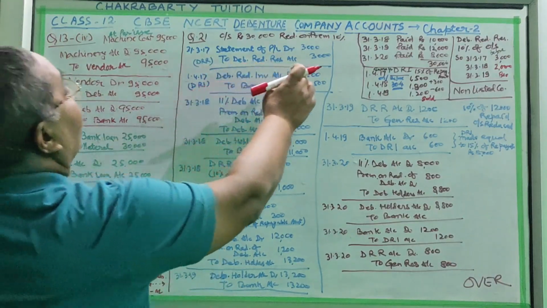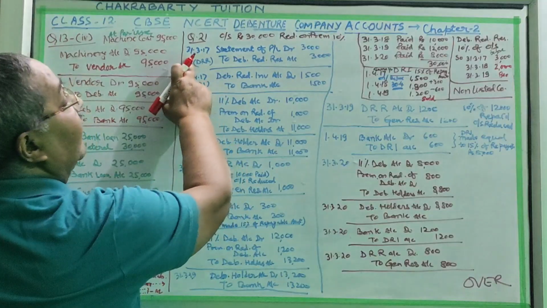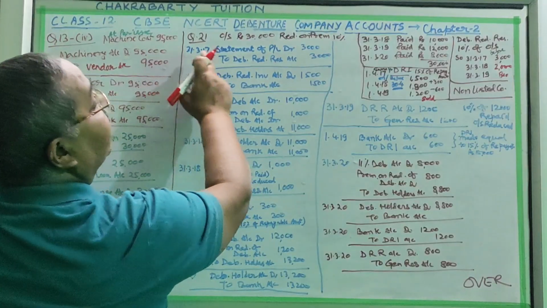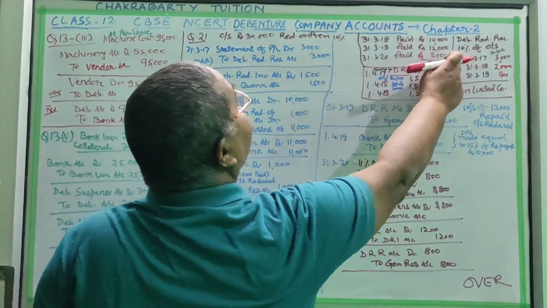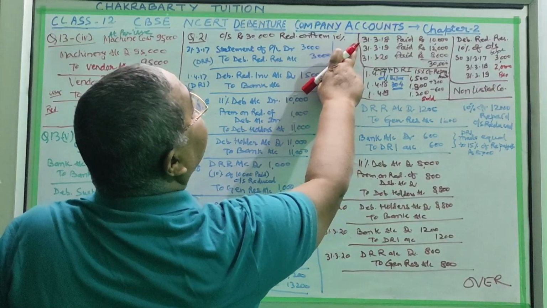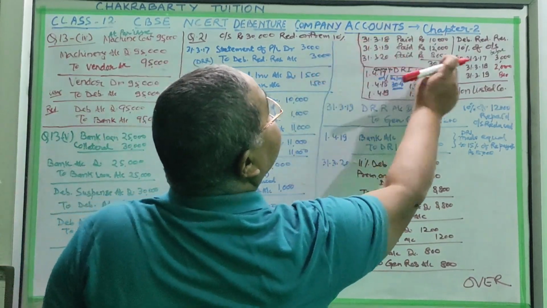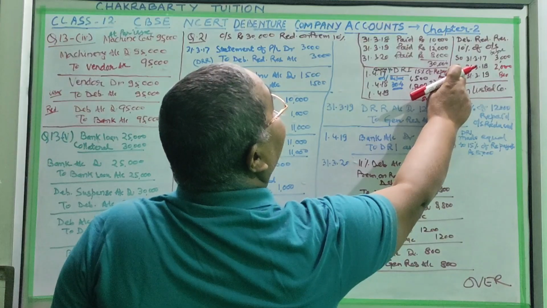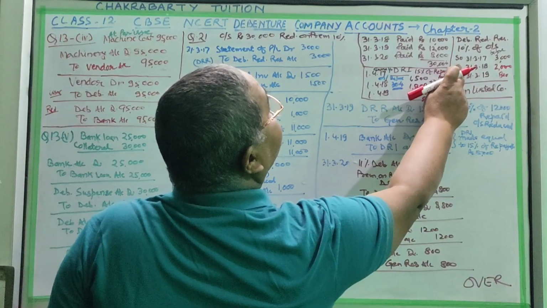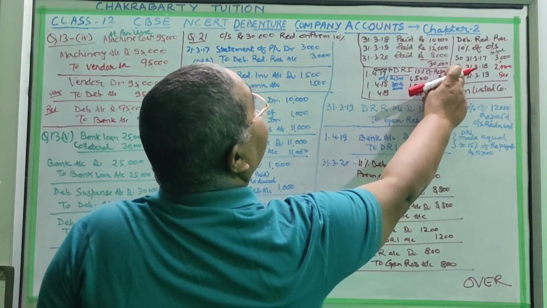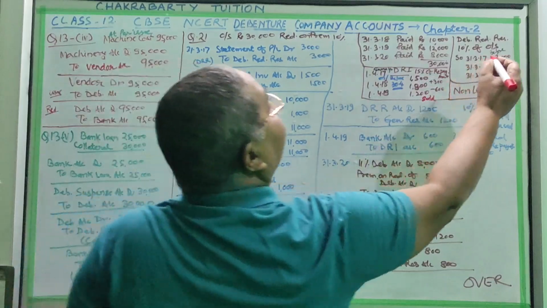Solve the question. So first 31/3/17 will come, because you have to pay it on 31/3/18. So it is the start year, it is before year. Before year you have to pay.